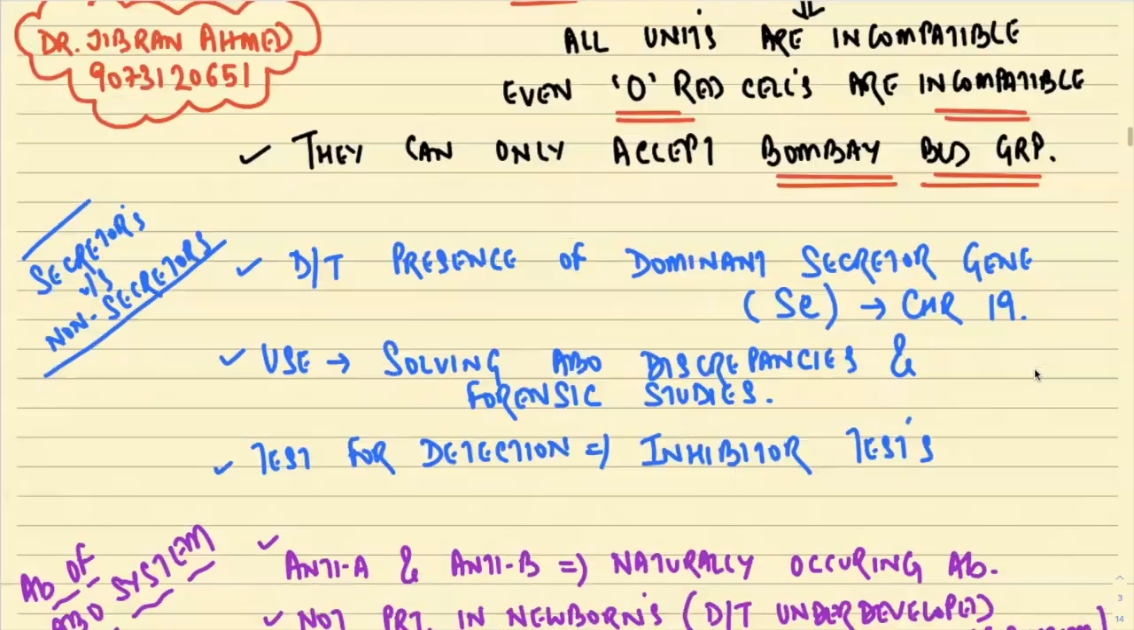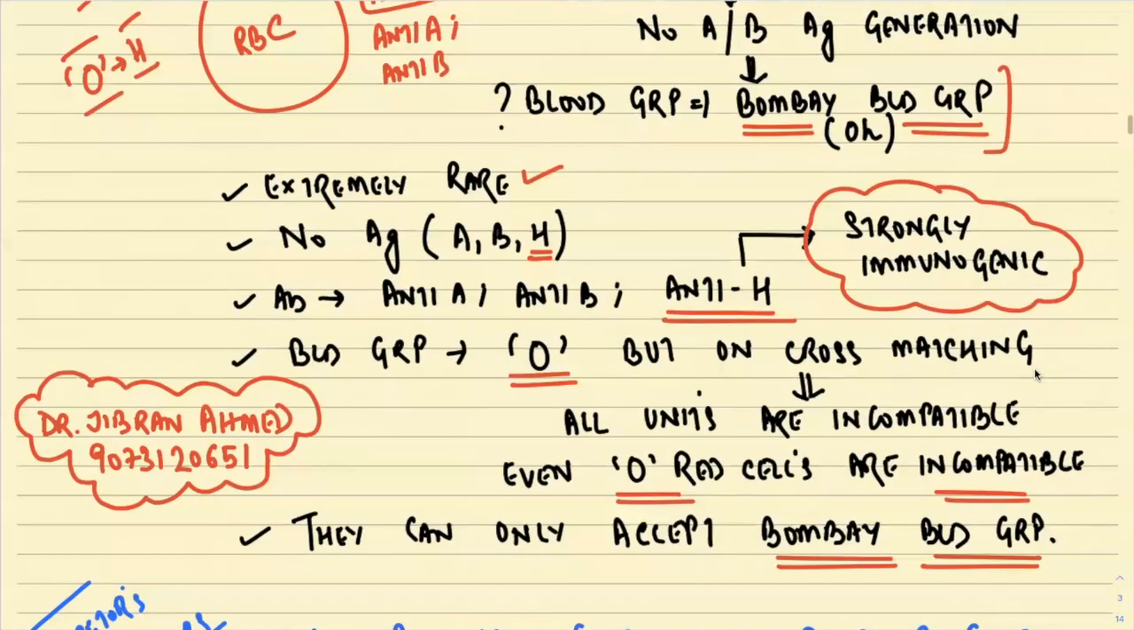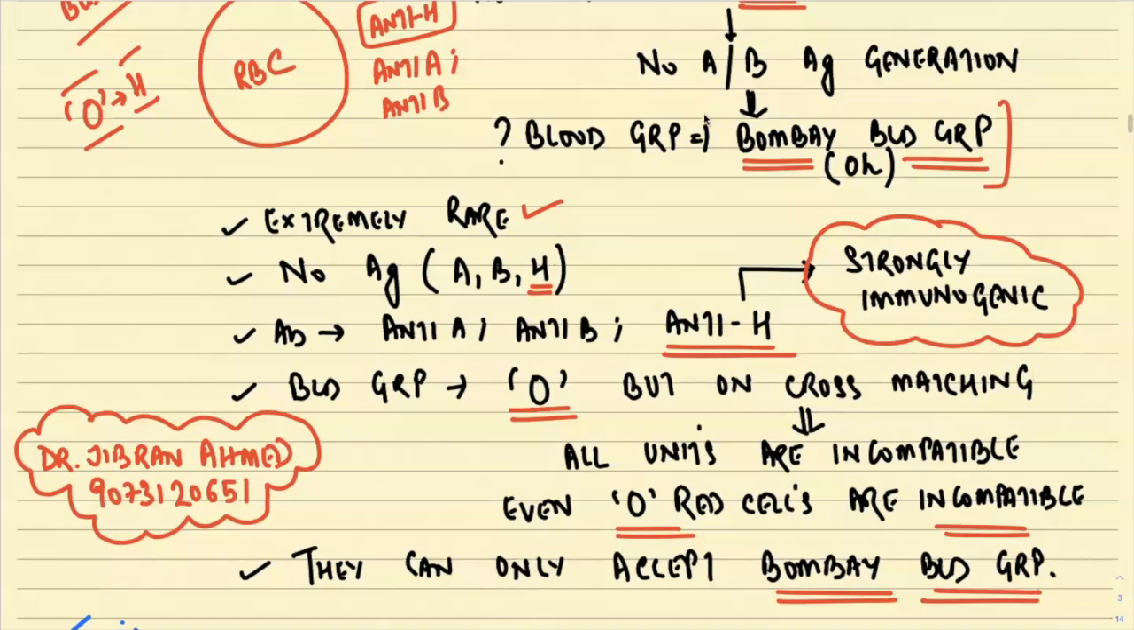Sir, while the grouping will come as O in case of Bombay blood group. Yes, it will come out as O if you do the slide test over here. If you add anti-A over here, will there be any agglutination? There will be no agglutination.